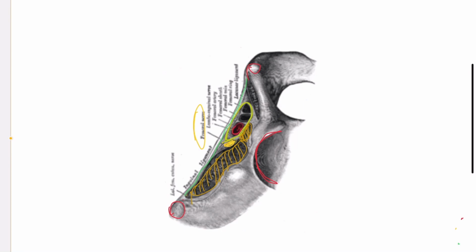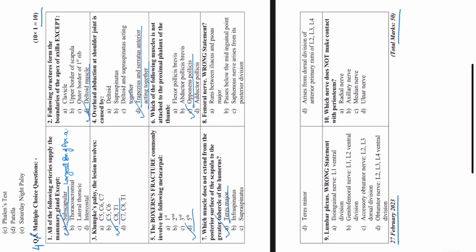And this is femoral artery. This femoral artery is running in the lateral compartment of the femoral sheath below the mid-inguinal point. So the answer to question number 8, the wrong statement: that femoral nerve runs between iliacus and psoas major is a correct statement. It passes below the mid-inguinal point. Now this is going to be a wrong statement because you know that femoral nerve passes below the midpoint of inguinal ligament. However, saphenous nerve arises from its posterior division is correct. Arises from the dorsal division of anterior primary rami of L2, L3, L4 is also correct.